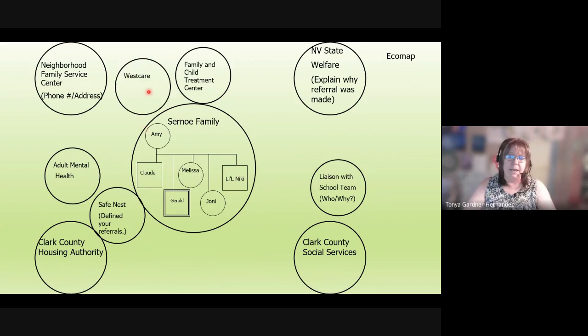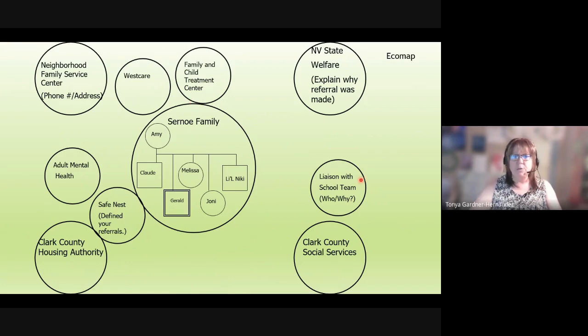West Care is a drug abuse center that we could send Gerald to and potentially Claude to if they wanted to help them with their drug addiction and their substance use. They do have inpatient and outpatient care. We can't really help with any of the other mental health issues that Gerald or Claude are having until we work with the substance abuse issues that are going on.